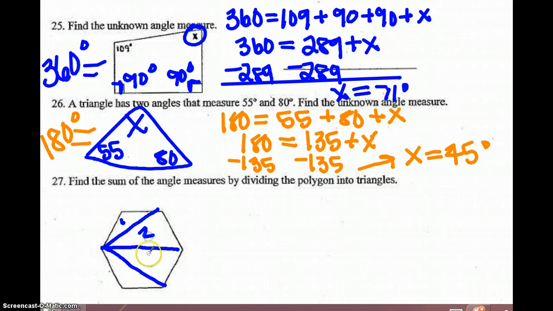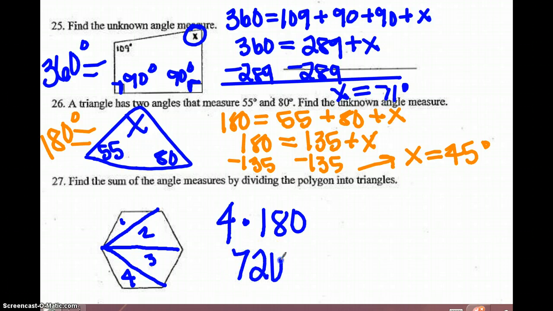So there is 1, 2, 3, 4 triangles inside this 6-sided figure. So I multiply 4 times 180, and I get 720 degrees.